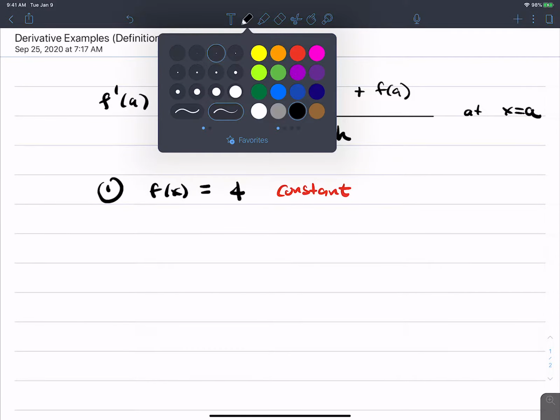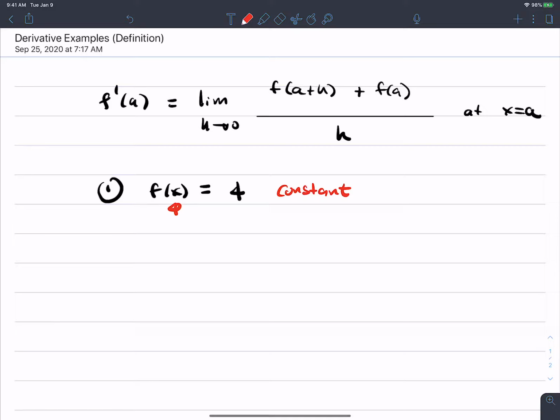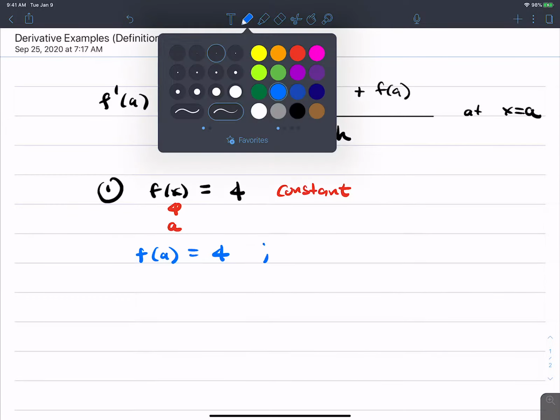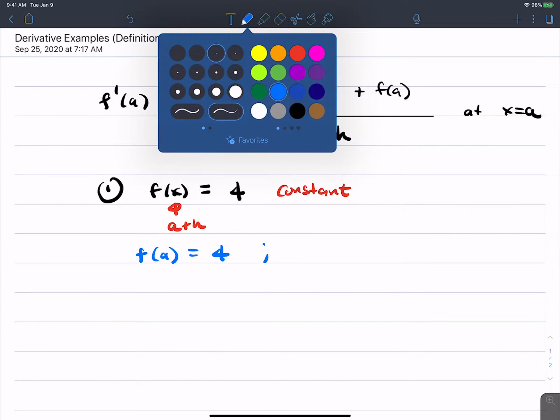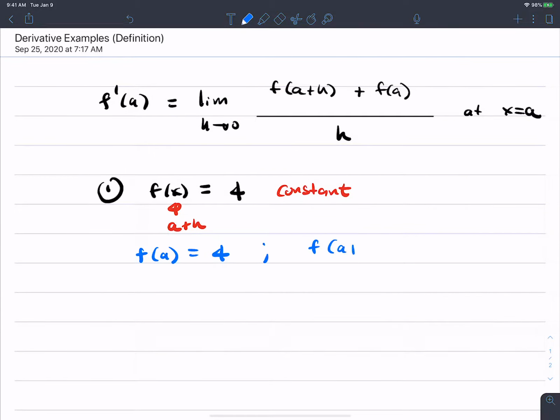So to start to use this definition, I need to plug in an a. And since we have a constant, this means f of a is 4. The function is constantly 4, irrespective of the value of a. So I'm now going to plug in a plus h, and we get f of a plus h. Well, since it's a constant, we get 4 again.